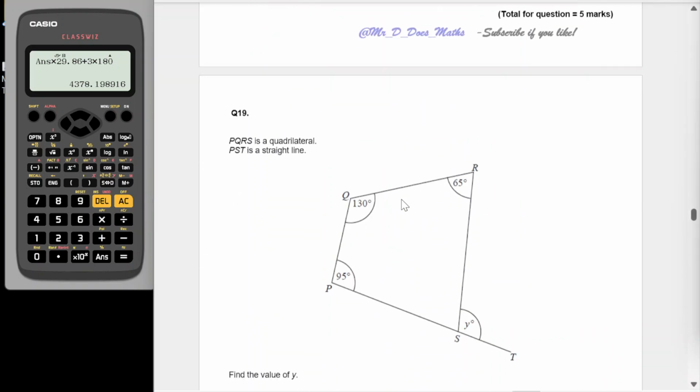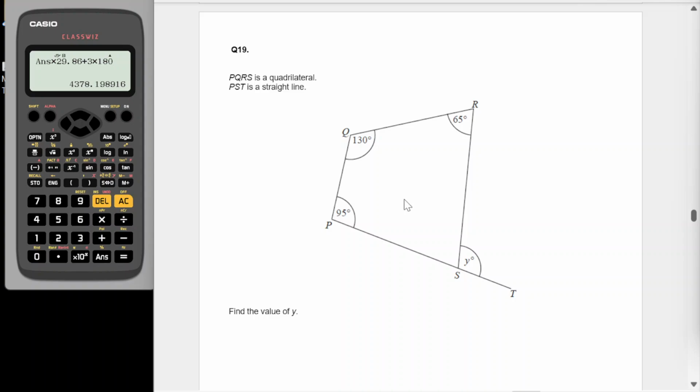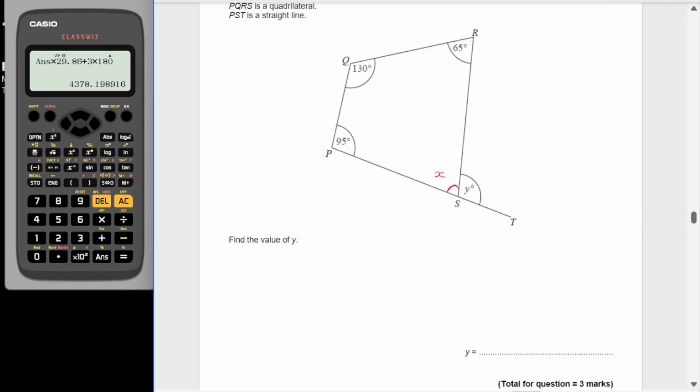Okay, question 19, sorry. We've got a quadrilateral and a straight line. Work out the value of y. So to do that, I'm going to work out this value here first of all. I'm going to say that angles in a quadrilateral add up to 360. So x plus 130 plus 95 plus 65 has to be equal to 360.